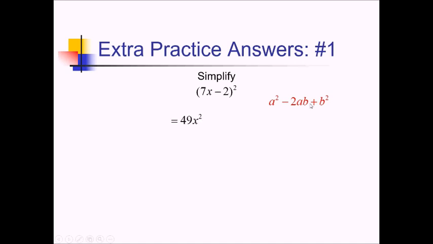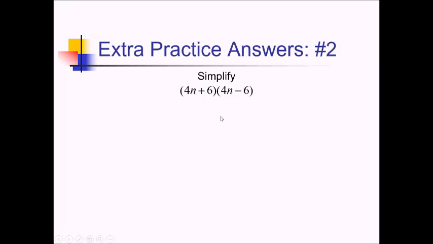And then for 2ab, I have to multiply these two things together and double it. So 7 times negative 2 gives me negative 14x. Doubling that, I get negative 28x. And then finally, for b squared, that's going to be 2 squared that I'm adding. So that's going to be plus 4.